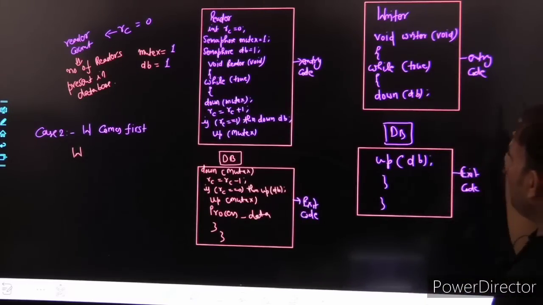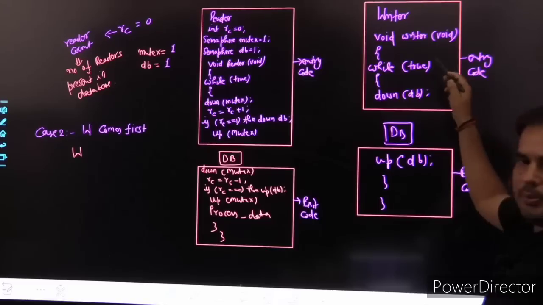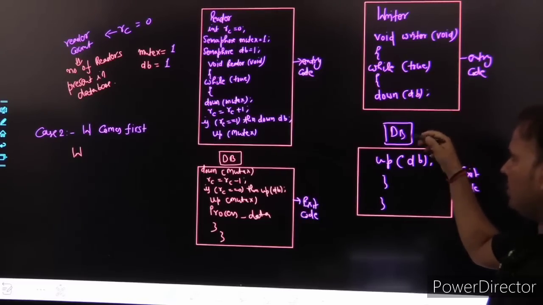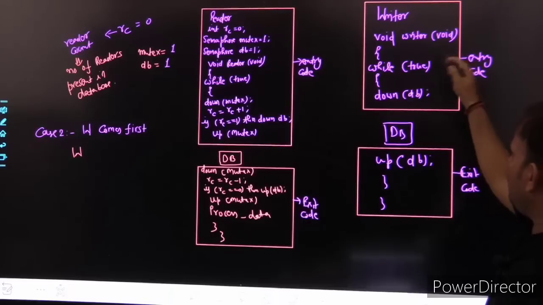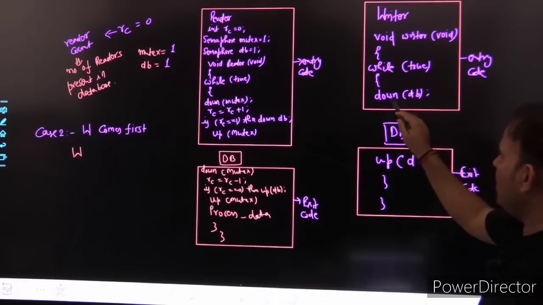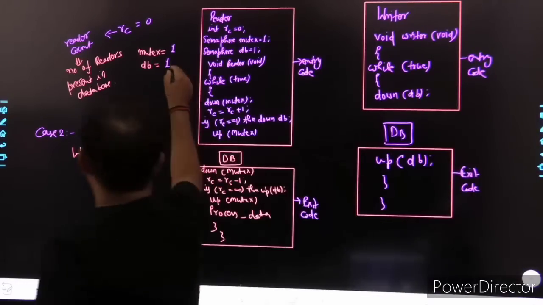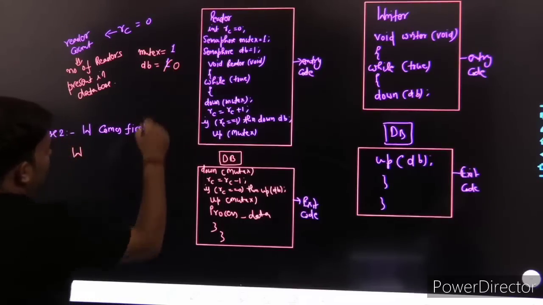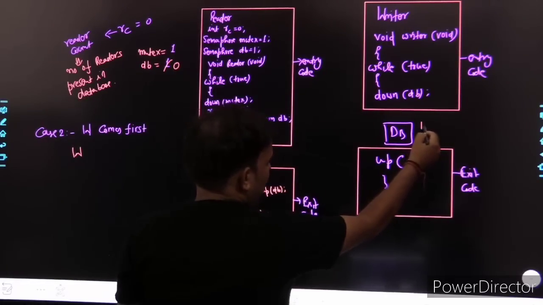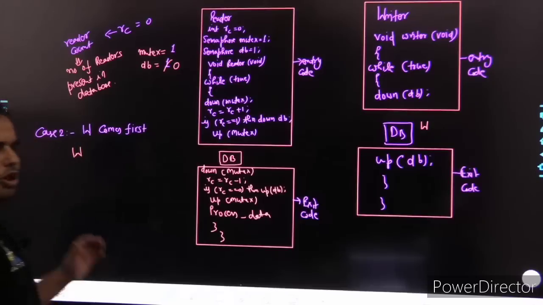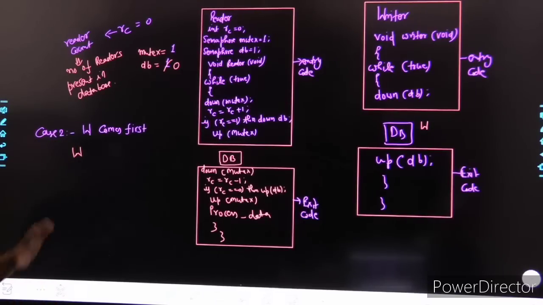So what is the writer code, my dear friends? This is the entry code. It will execute it to access the database, to access the critical section. You can consider the database just like a critical section. It will execute this entry code. So down of db, it will perform down of the db. Yes, it will become 0. Okay, it will enter into the database, means it is able to access the database, and whatever changes it wants to make, it can do.